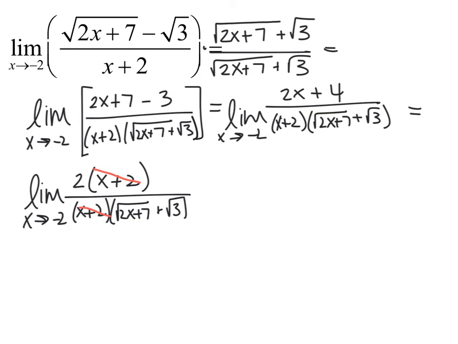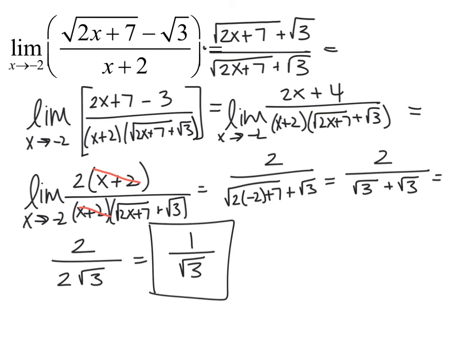So go ahead and pause the video, plug in x equals negative 2, and find this limit. So now if we plug in x equals negative 2, now that we've canceled off this factor, you end up with 1 over the square root of 3. So whenever you have these ones with the square roots in the numerator, go ahead and multiply both the numerator and the denominator by the conjugate of the numerator, and that denominator will probably now cancel out.